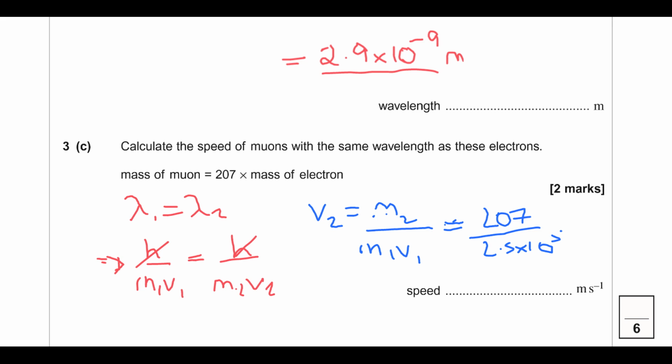Actually, I was wondering, something seemed a bit wrong with that. That's actually going to be the reciprocal of the answer. That's why something seemed a bit wrong. 207 divided by 2.5 times 10 to the power 5. 1 divided by answer gives you 2 times 10 to the 3.